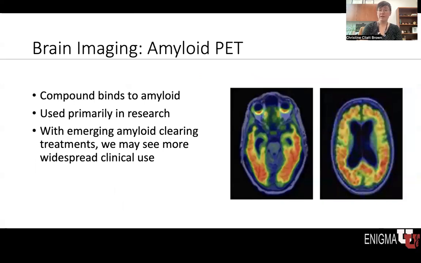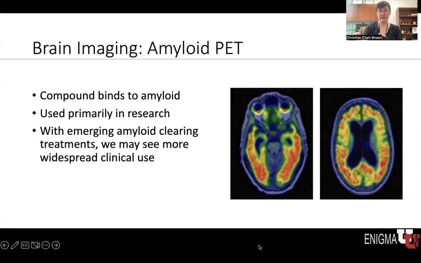There's also something called an amyloid PET scan. Now, this one is not currently available clinically. It's primarily used for research purposes, but as there are emerging amyloid clearing medications, we may end up seeing more widespread clinical use of this type of scan.